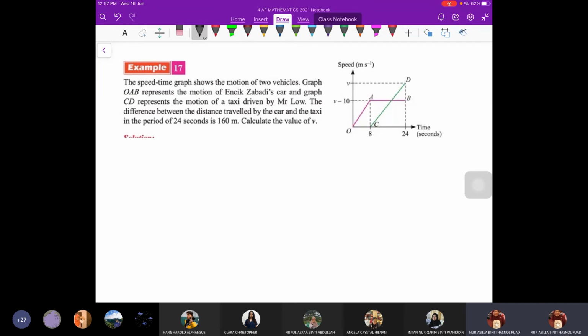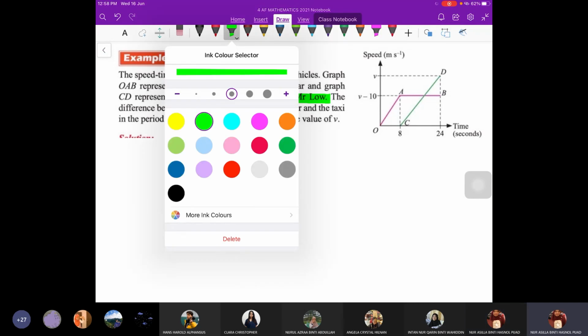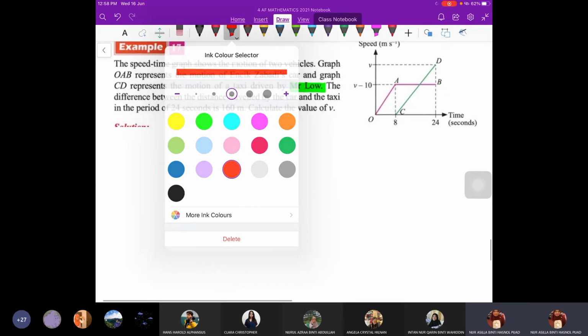Okay, so example 17 ni. The speed time graph shows the motion of two vehicles. Graph OAB, warna merah, represent the motion of Encik Zabadi's car. Okay, besarkan sikit. Okay, Encik Zabadi warna merah. And graph CD, warna hijau, represent the motion of a taxi driven by Mr. Low. Okay, Mr. Low and Mr. Zabadi. Mr. Low warna hijau. Mr. Zabadi warna merah.